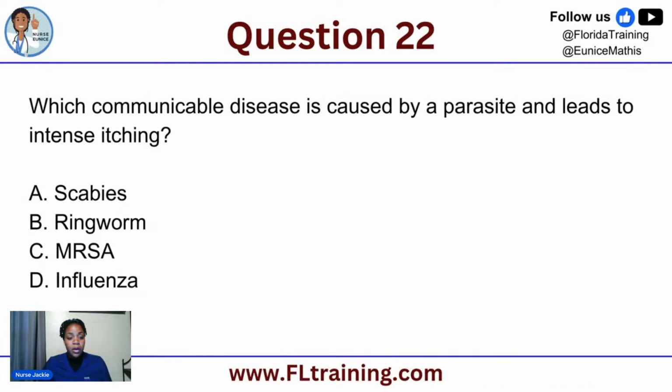All right, question 22. Which communicable disease is caused by a parasite and leads to intense itching? A, scabies, B, ringworm, C, MRSA, or D, influenza?